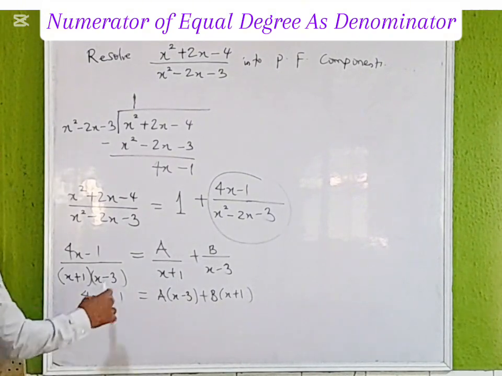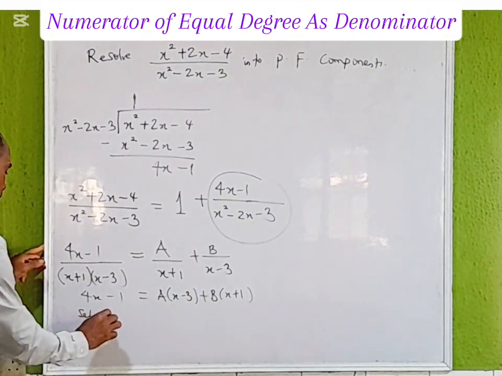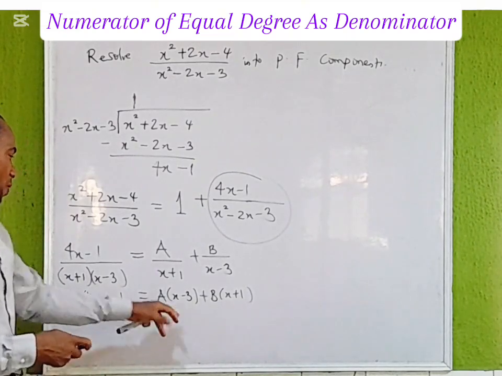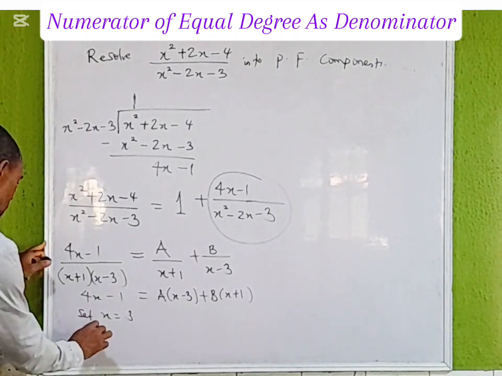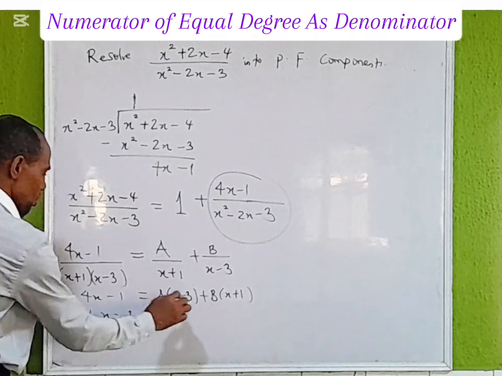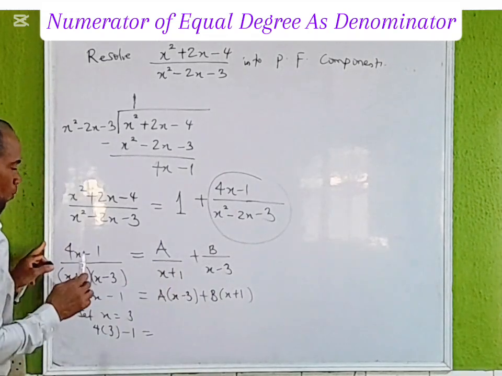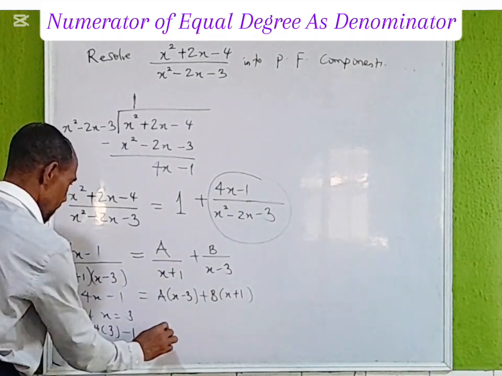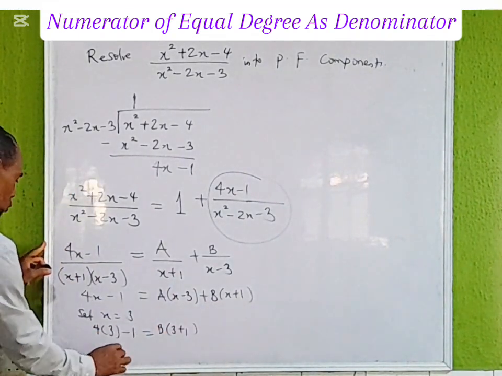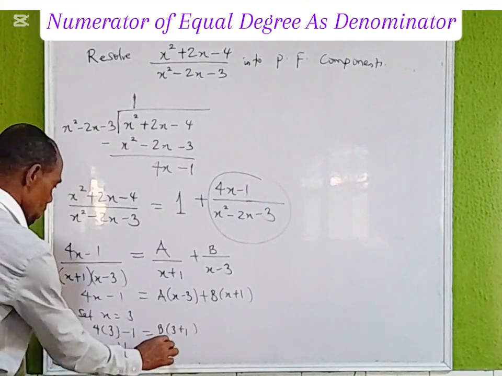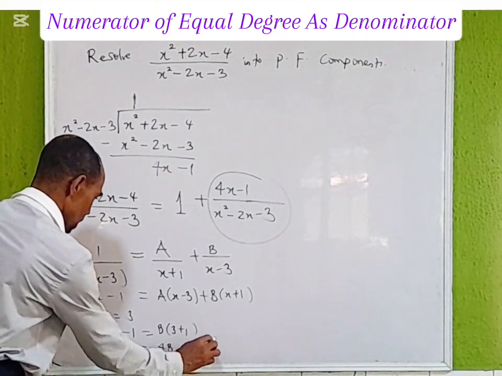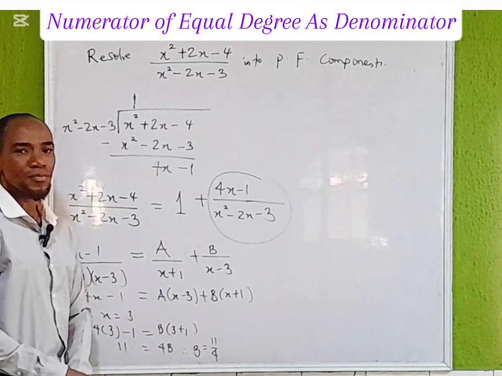So at this point now, we can set x to be 3. In order to eradicate a, we set x to be 3. That means 4 times 3 minus 1 equals a times 3 minus 3, which is 0, times a is 0. Then here b, 3 plus 1. So 4 times 3 is 12 minus 1, 11. 3 plus 1 is 4, 4b. Therefore, b is 11 over 4.